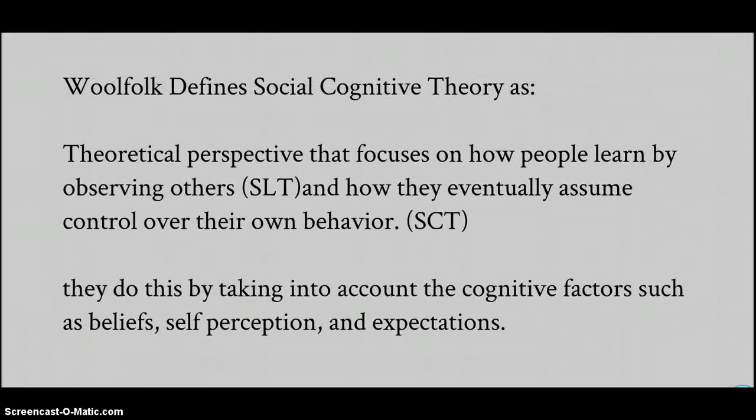Definition. Let's define social cognitive theory. According to Woolfolk, she defines the theory as a theoretical perspective that focuses on how people learn by observing others and how they eventually assume control over their own behavior. They do this by taking into account the cognitive factors such as beliefs, self-perception, and expectations.